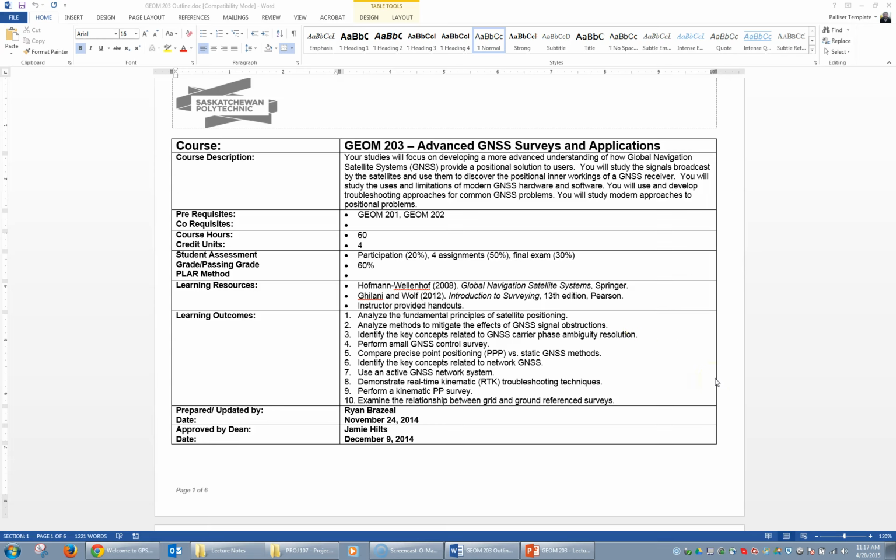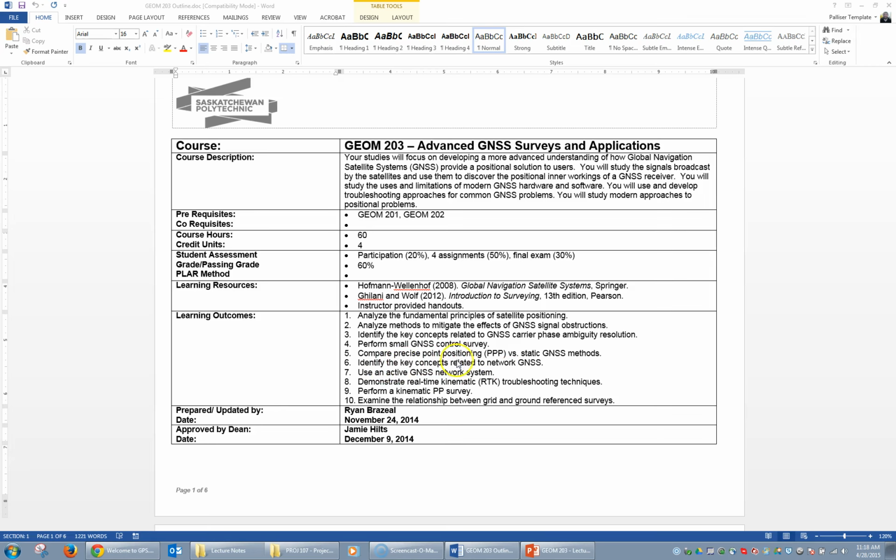The learning outcomes are: analyze the fundamental principles of satellite positioning, analyze methods to mitigate the effects of GNSS signal obstructions, identify the key components related to GNSS carrier phase ambiguity resolution, perform a small GNSS control survey. So we will be trying to hit on some of the practical side, collecting some data, using it for our assignments and things of that nature. But again, this is not a field course. This is largely a theory course, but we will try to supplement the theory with practical applications as well.